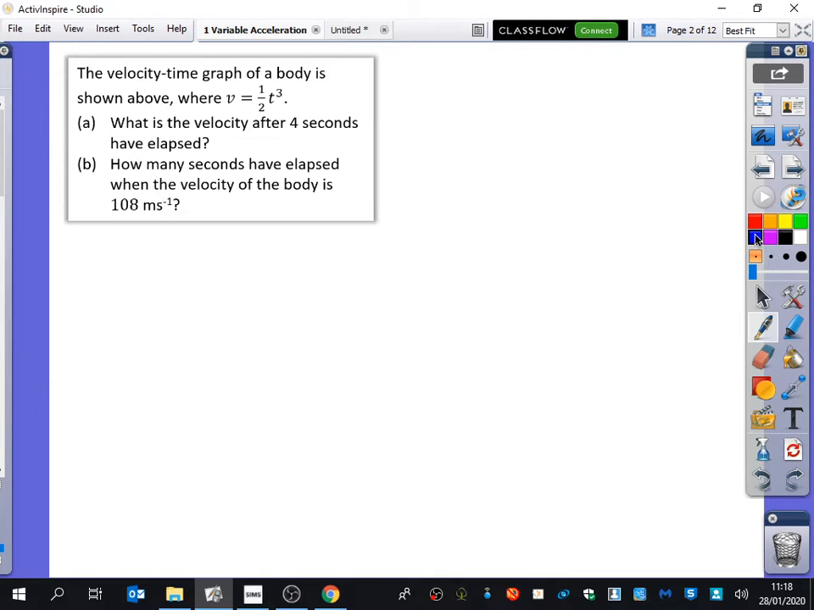So really, it's telling us that the time is going to be equal to 4. If I want to find the velocity for part A of the question, velocity is just going to be a half times t cubed, which is a half times 4 cubed. So the velocity is 32 meters per second, okay? I'm just wanting us to start getting used to using some of these different kinds of notations and letters. For part B, it says how many seconds have elapsed when the velocity of the body is 108 meters per second.